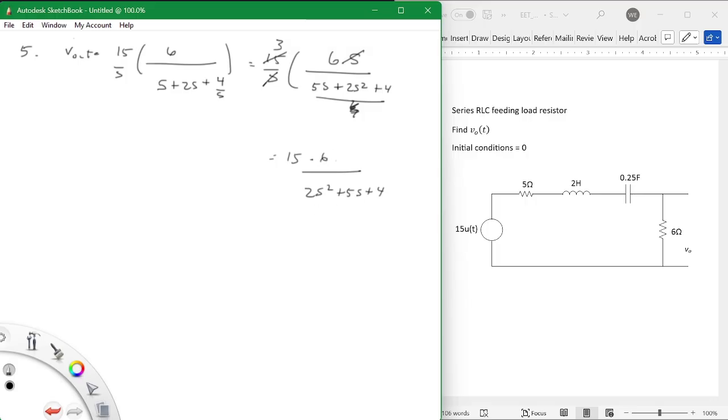So now I'm going to cancel the 2, and then it's going to be 5 halves plus 2. So it's going to be 3, and it's going to be s squared plus 5 halves plus 2. So it's equal to 45 over s squared plus 5s over 2 plus 2. Now, you can use Rule 19 on this one as well, okay?